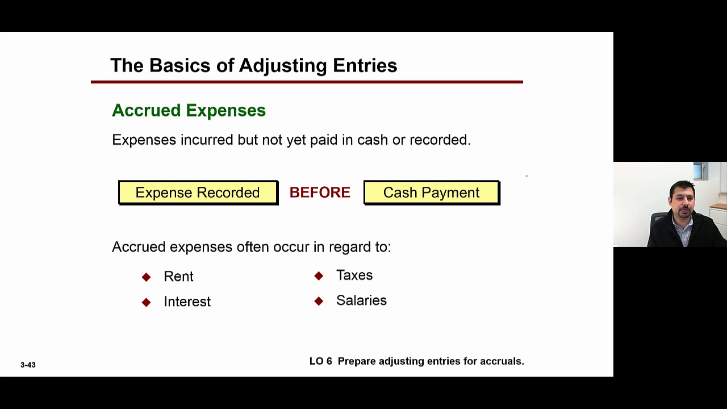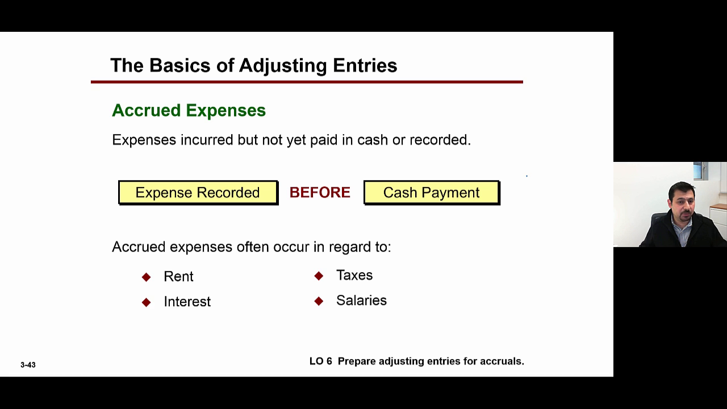Now, with accrued expenses, this is again the other side of the story. This is where we have incurred expenses, but because we are not going to pay them in cash now, we will record them. So like we said, with accrued revenues, we are talking about receivables, whereas with accrued expenses, we are talking about payables. This one explains payables. In this case, let's talk about the interest now.